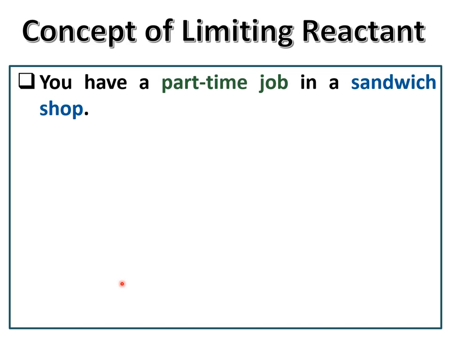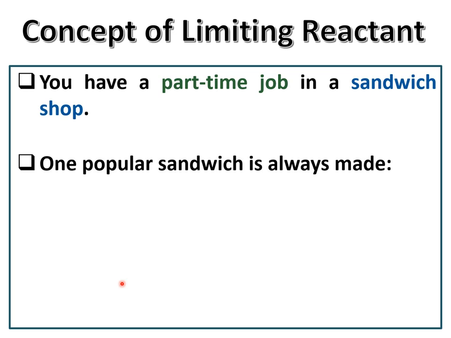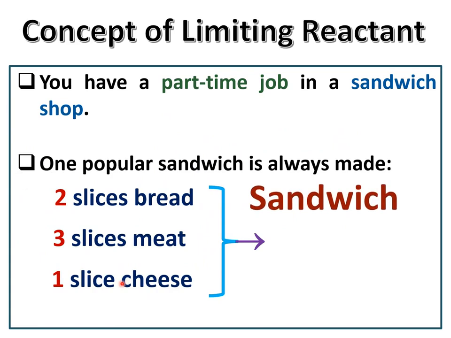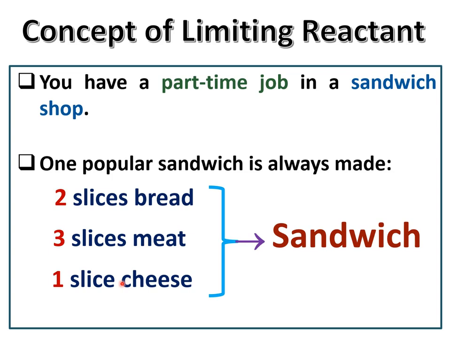They took you to the kitchen and they taught you how to prepare their popular and regular sandwich in the training, the first time. They said to you that our sandwich is composed of two slices of bread. Okay? Pay attention, please. Two slices of bread, three slices of meat, one slice of cheese. Those together are the popular sandwich. So, if you miss anything from the ingredients, you cannot make a sandwich. So if you have, for example, two slices of bread, two slices of meat, one slice of cheese, can you make a sandwich? No, according to this definition.